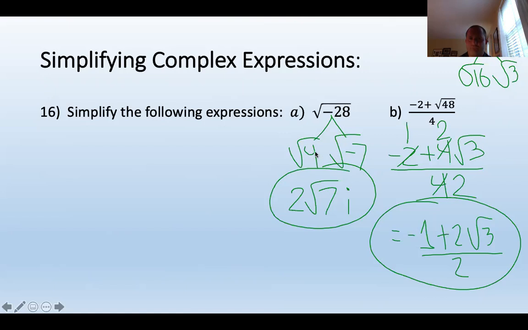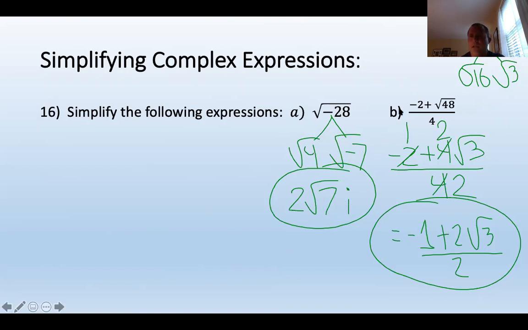So square root of 4 is 2. And then square root of negative 7 has to be written as a complex number or as an imaginary number. So square root of negative 7 written in terms of i is square root of 7 times i. So we have 2 square root of 7 i there.